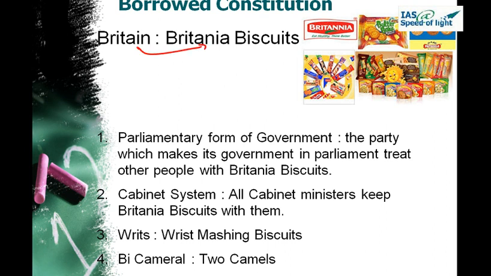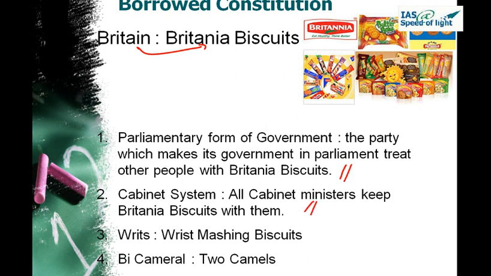First thing is the parliamentary form of government. So the party which makes its government in parliament treats other people with Britannia biscuits. So now this time Narendra Modi made his government in the parliament. So parliament, we are linking it with the Britannia biscuits or the parliamentary form of government. This thing we have taken from the Britain. The cabinet system, all cabinet ministers keep Britannia biscuits with them.